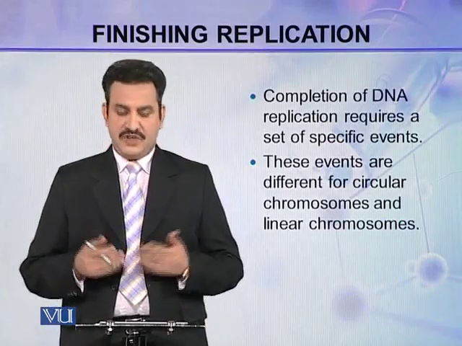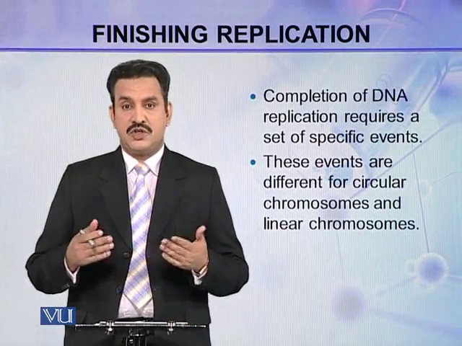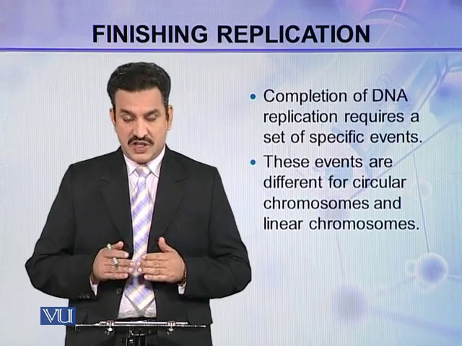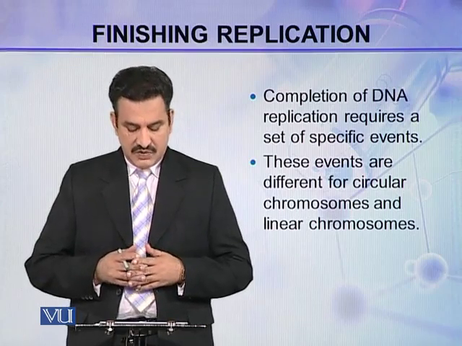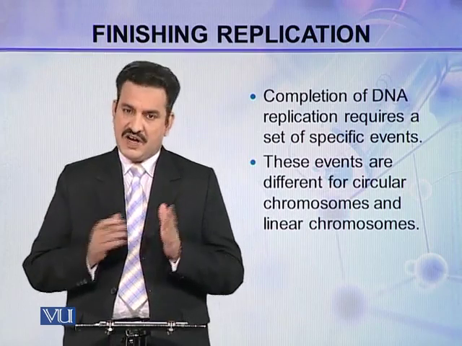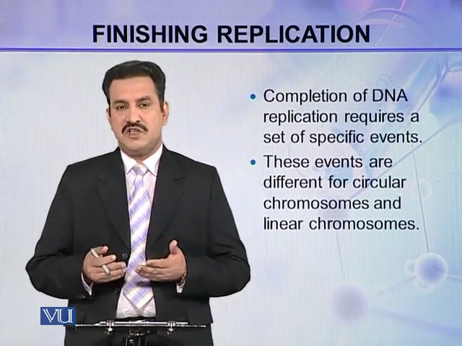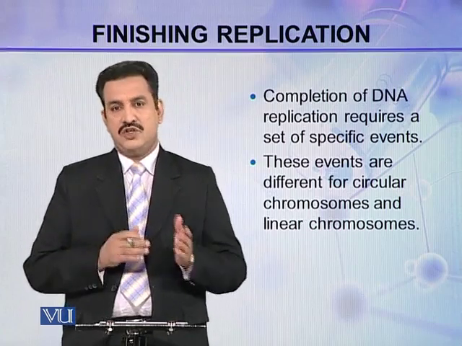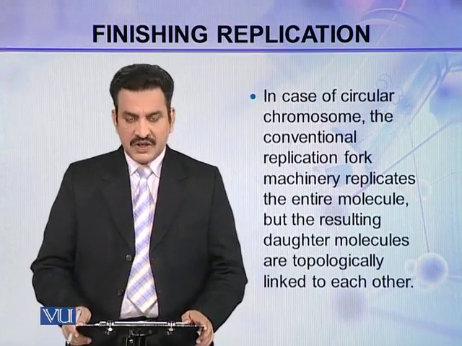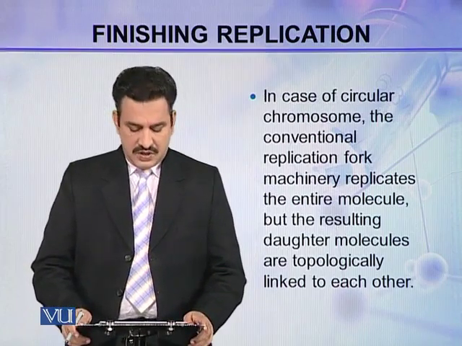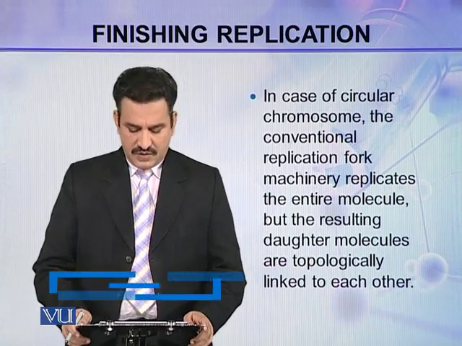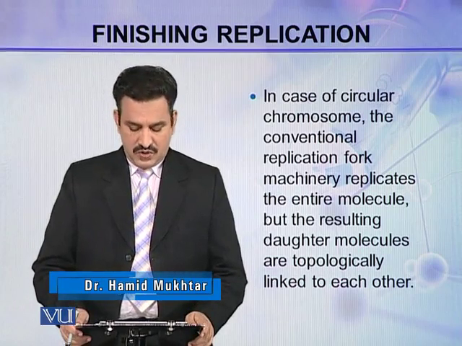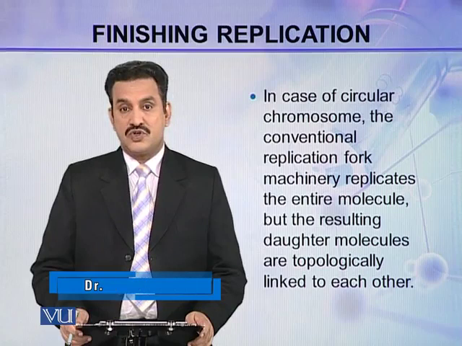Let us come to finish the replication, how the replication is finished. So completion of a DNA replication requires a set of specific events, and these events are different for circular chromosomes and linear chromosomes, or you can see these events are different in prokaryotic cells and eukaryotic cells. In case of circular chromosome, the conventional replication fork machinery replicates the entire molecule, but the resulting daughter molecules are topologically linked to each other.